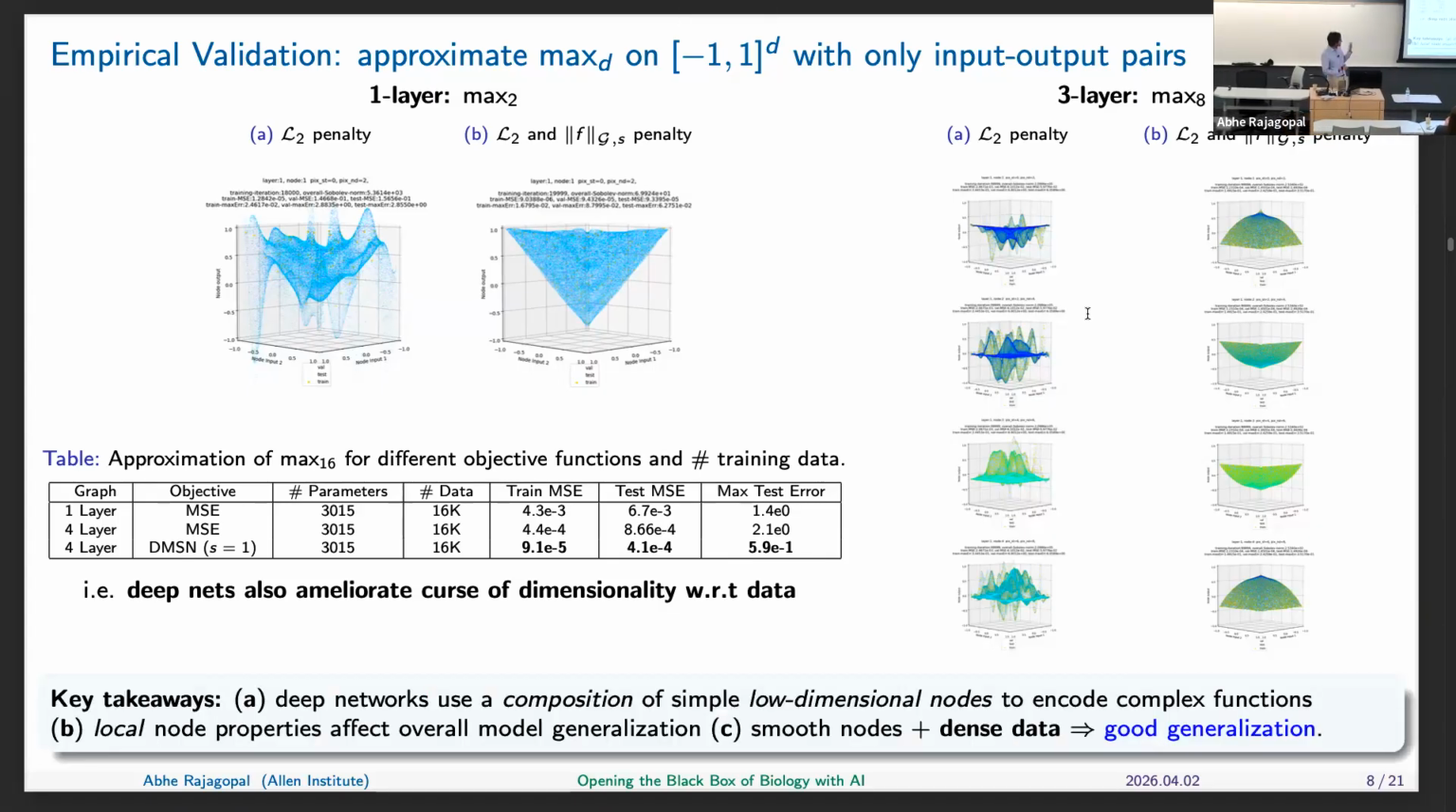So the takeaways are actually the same here, right? We're using a deep network to get composition. We're looking at the local nodal properties, specifically the Sobolev norm and the data density. And we're seeing that when you have both of these properties being true, they lead to good generalization.